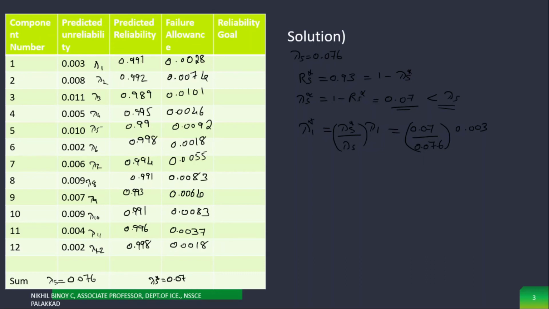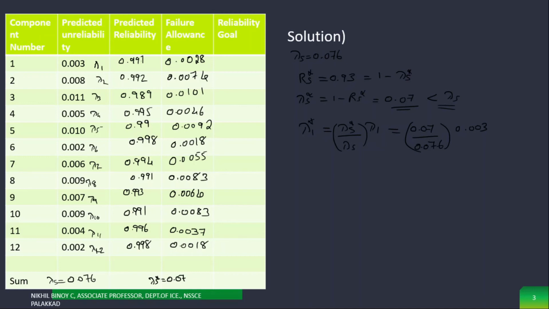plus 0.0092 plus 0.0018 plus 0.0055 plus 0.0083 plus 0.0064 plus 0.0083 plus 0.0037 plus 0.0018. So that is 0.0699. If you are adding this, that is 0.0699. That minute change is due to the round-off error. Okay. So these are the failure allowances of each component.